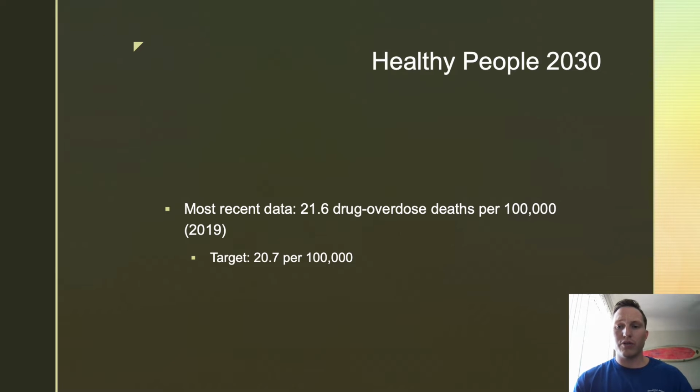Seems a lot easier. It's basically one death per 100,000, but it's a lot harder than it looks. If you look at any of the graphs over the past couple of years, we've seen that it's actually been skyrocketing and getting worse every year. That's why this is a key area that Healthy People 2030 wants to combat, because it's getting worse. So the next slide I'm going to go over, we'll talk about some of the CDC data, and then we'll continue from there.